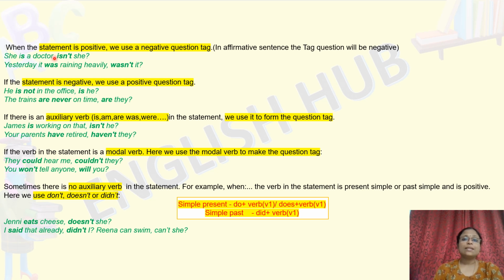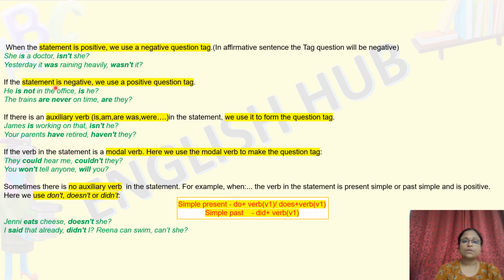Here we see the explanation of the rules which we have learnt. The first one is statement is positive, we use a negative tag. You can see the example here. She is a doctor. Isn't she? See the helping verb, then the short form of not, because the statement is positive, affirmative, and the tag should be negative. Isn't she?